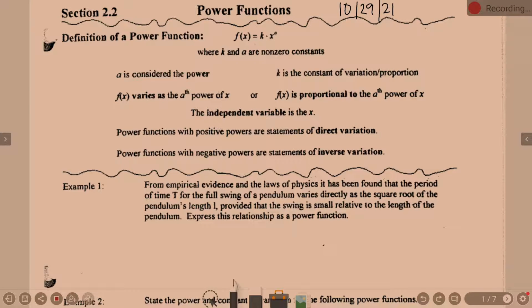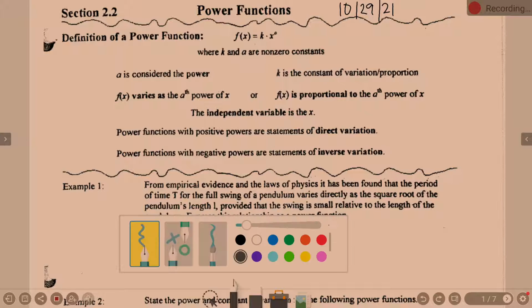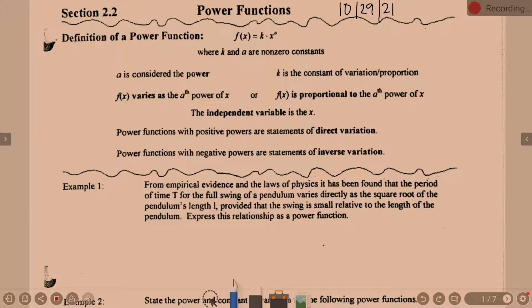Okay, lesson 2.2 is power functions. And as we talk about power functions, one of the big things I want to remind you is we talked about in lesson 2.1 polynomial functions. Do you guys remember anything about polynomials? Like how we were able to tell if something was a polynomial or not?